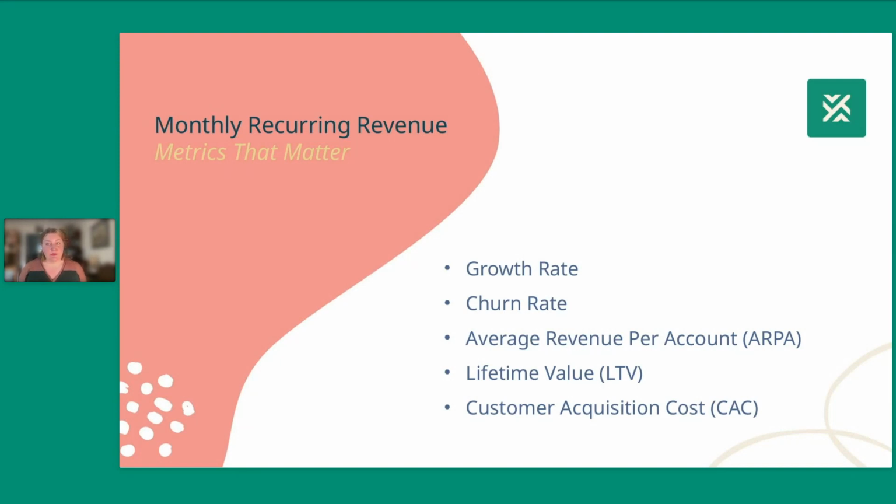5, lifetime value. This estimates the total revenue a business can expect from a typical customer throughout their relationship. 6, customer acquisition cost, the average cost of acquiring a new customer. Comparing CAC to LTV helps in assessing the sustainability of the business model.